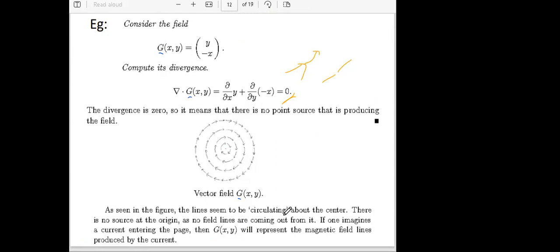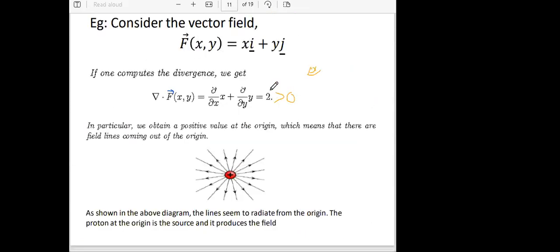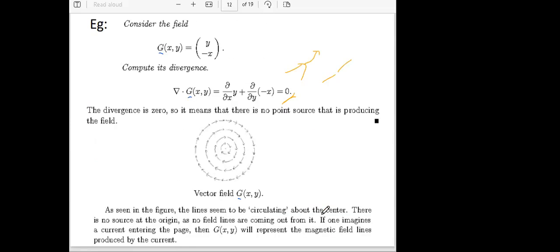The field line seems to be circular because there is no source at the origin. But here we have positive divergence at anywhere. So therefore we have a source at the origin. There are field lines coming out of that. Questions. Yep.